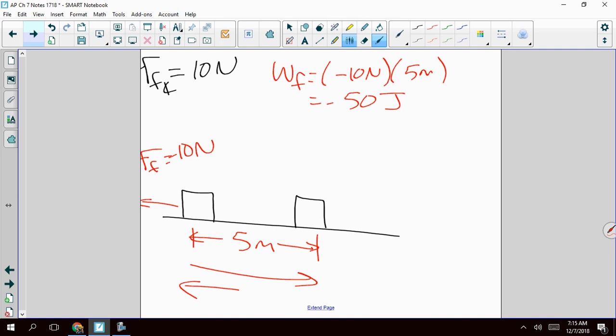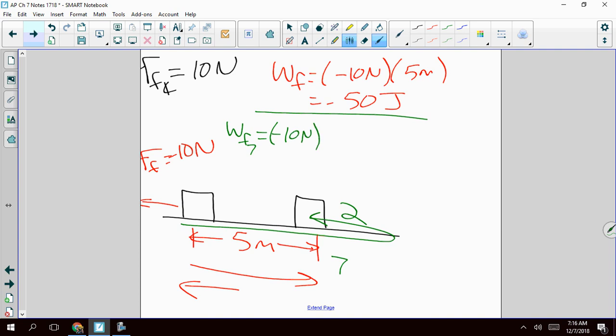Now, what would happen if we instead did what we tried to do with gravity last time? What if we went 7 meters this way and then came back 2 meters? Well, if we did that, then the work done by friction in going the 7 meters would be, we've still got negative 10 newtons worth of friction because friction is to the left. We're moving to the right, so our displacement is 7. So that's negative 70 joules.